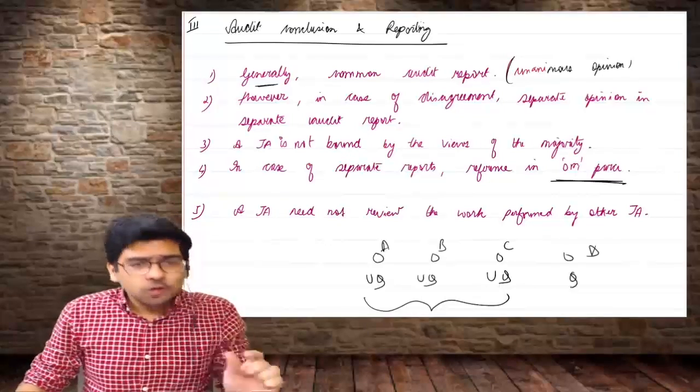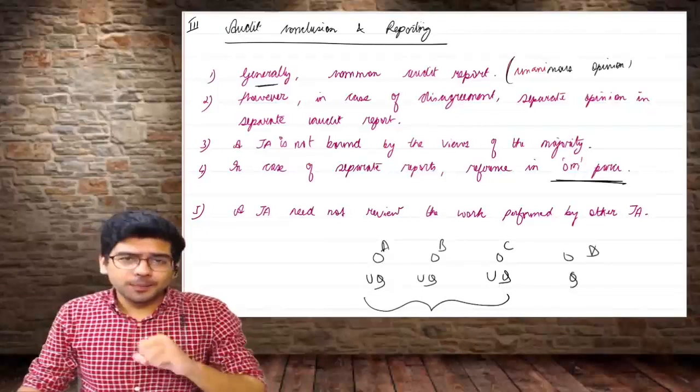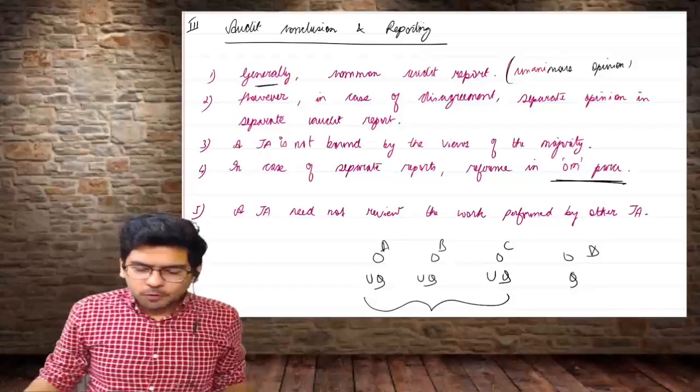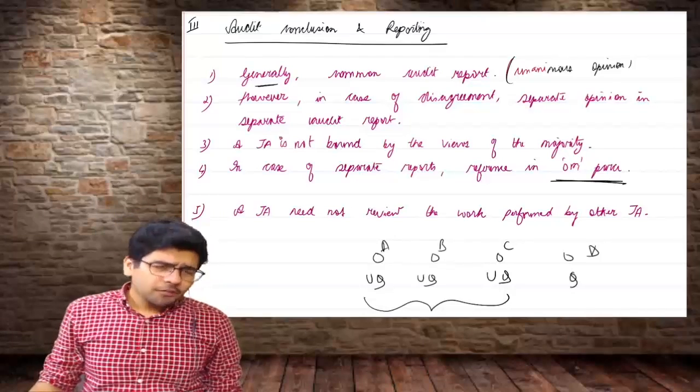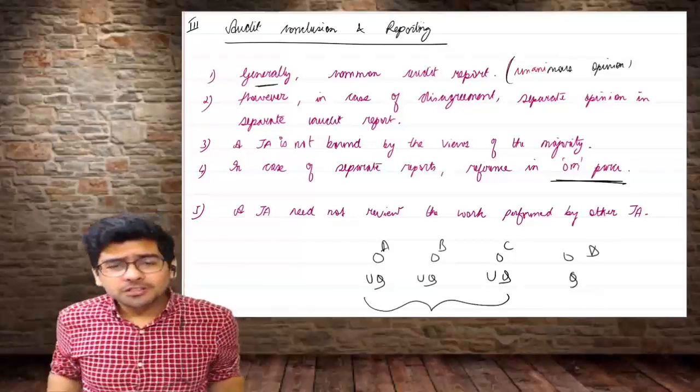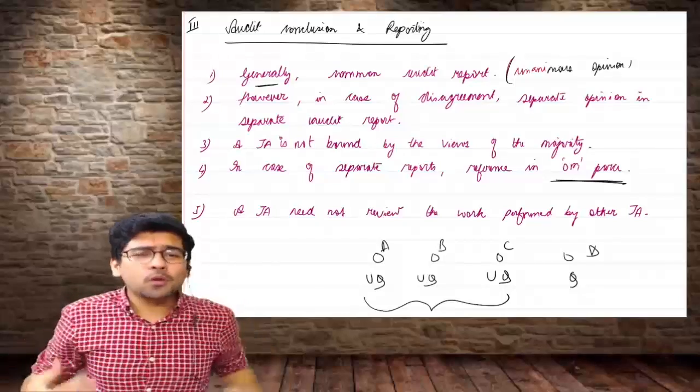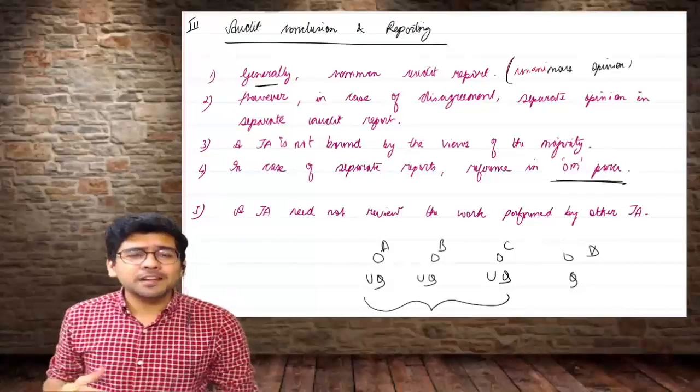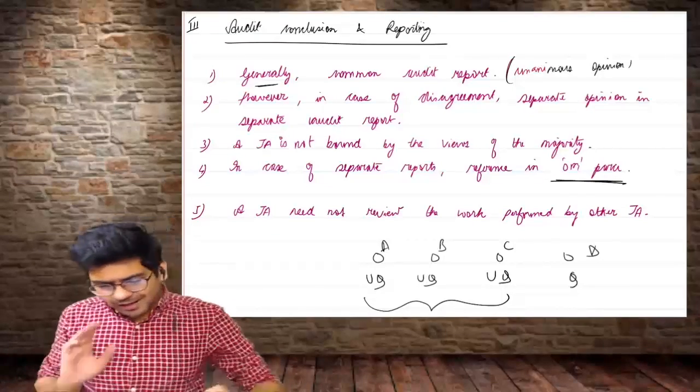So one joint auditor is never bound by the majority. And finally, the fourth point is we generally trust the other joint auditors. It is not required for us to review their work before signing the audit report. So this is the entire SA 299.